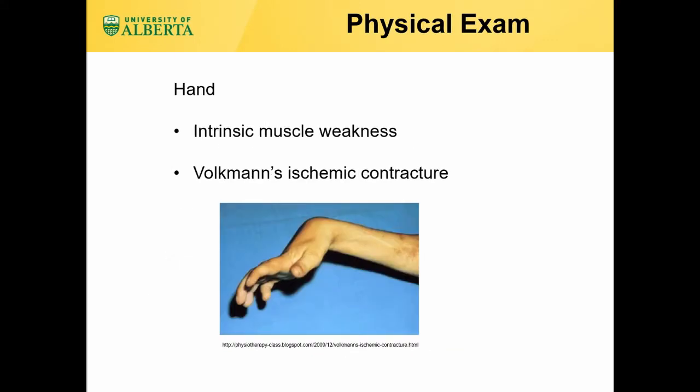Intrinsic muscle weakness in the hand can be a sign of compartment syndrome of the deep muscles. This can be prevented in burn patients by performing escharotomy of the hand if needed in the immediate post-burn period. Volkmann's ischemic contracture of the hand, as seen in this photo, can be caused by muscle ischemia and necrosis from unrecognized or undertreated compartment syndrome of the forearm.